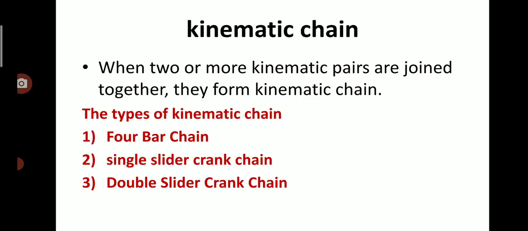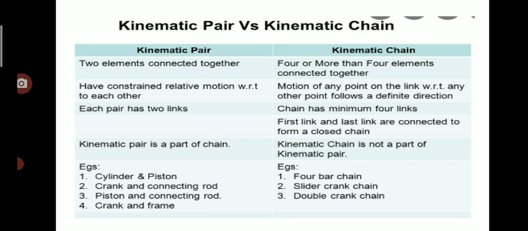Let us move towards understanding what is a kinematic chain. When two or more kinematic pairs are joined together, they form a kinematic chain. There are three types of kinematic chain. Number 1, 4-bar chain. Number 2, single slider crank chain. And number 3, double slider crank chain.